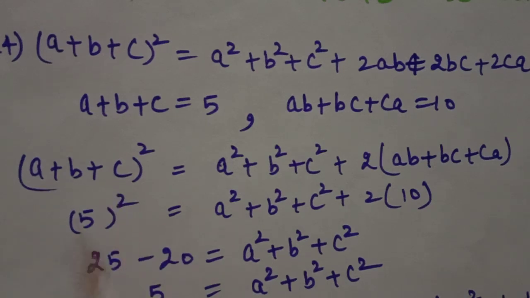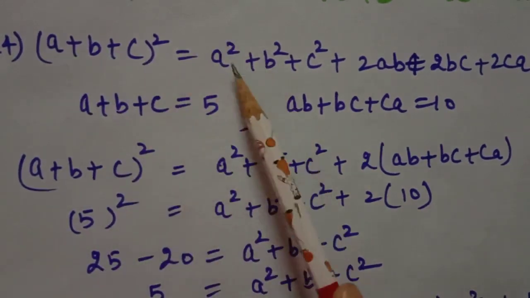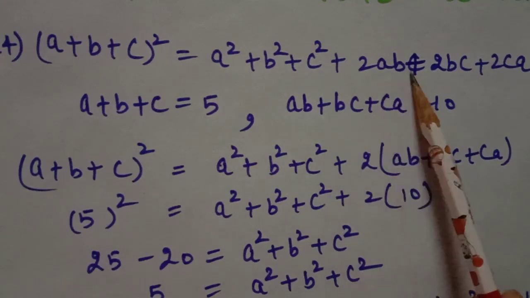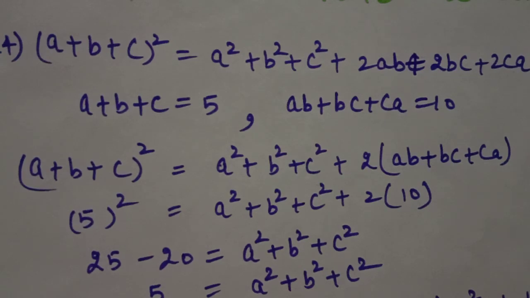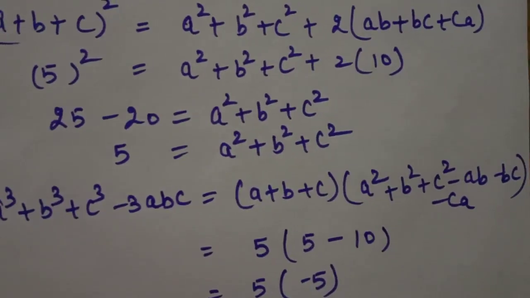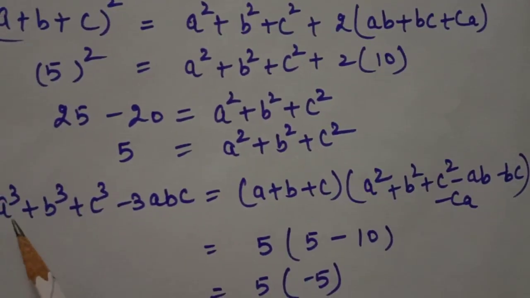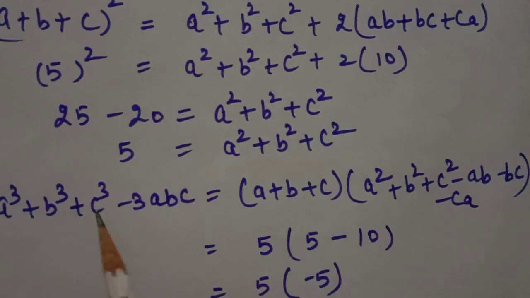a plus b plus c whole square is a square plus b square plus c square plus 2ab plus 2bc plus 2ca. Now some of the students are thinking that we have to find the value in cubic. Why is ma'am using this identity? So students, let me explain to you. I will start our question from here. a cube plus b cube plus c cube minus 3abc, which is the 8th identity, is equal to a plus b plus c, and a square plus b square plus c square minus ab minus bc minus ca.